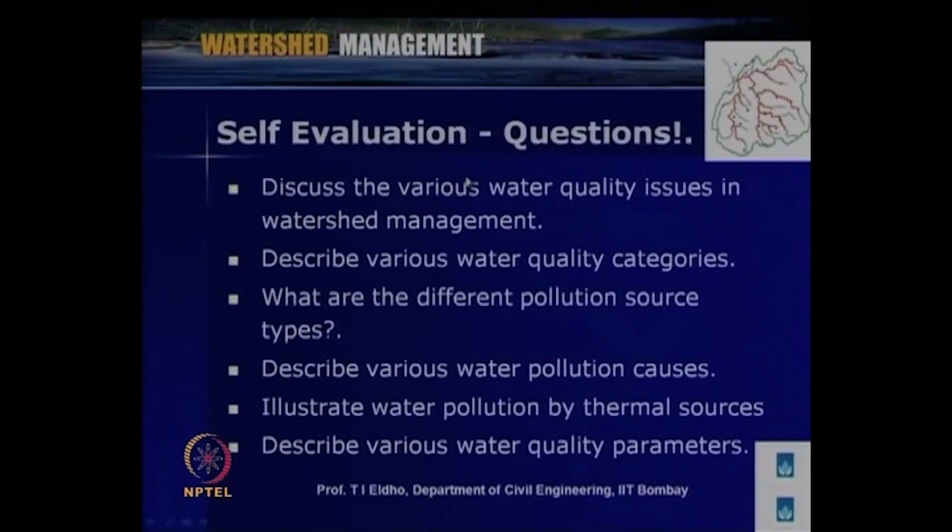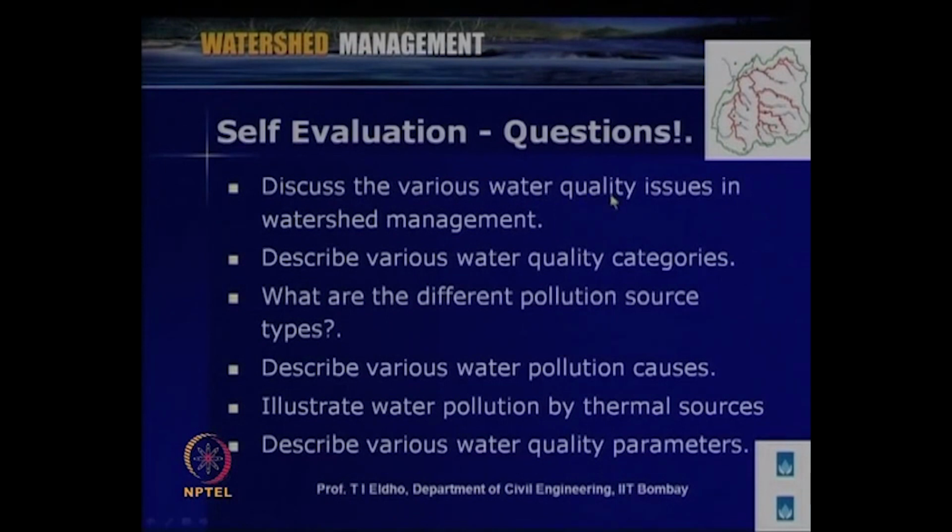Study the various measures that can be adopted to reduce the river pollution in river basins. Then, some self-evaluation questions. Discuss the various water quality issues in watershed management. Describe various water quality categories. What are the different pollution source types? Describe various water pollution causes. Illustrate water pollution by thermal sources. Describe various water quality parameters.